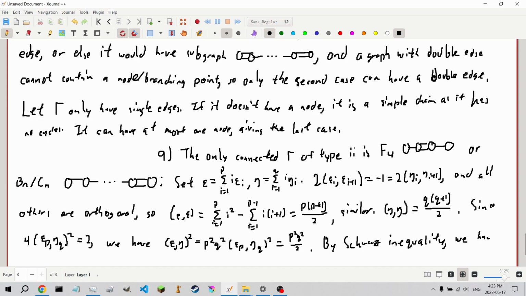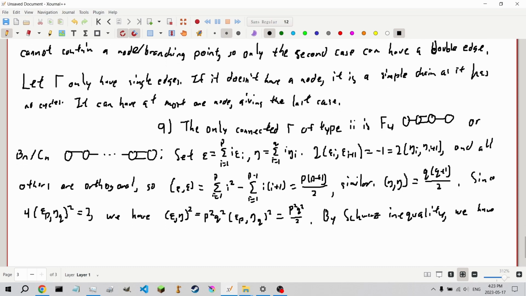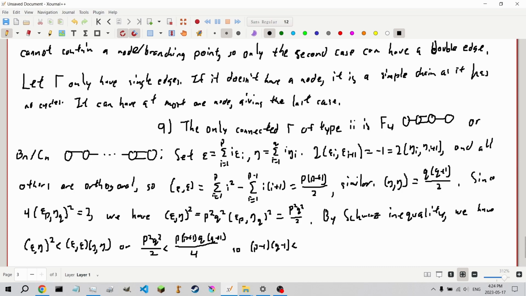We have that the form of epsilon and eta squared is less than the form of epsilon with epsilon and eta with eta, or that p squared q squared over 2 is less than p times p plus 1 q times q plus 1 over 4. So p minus 1 times q minus 1 is less than 2.